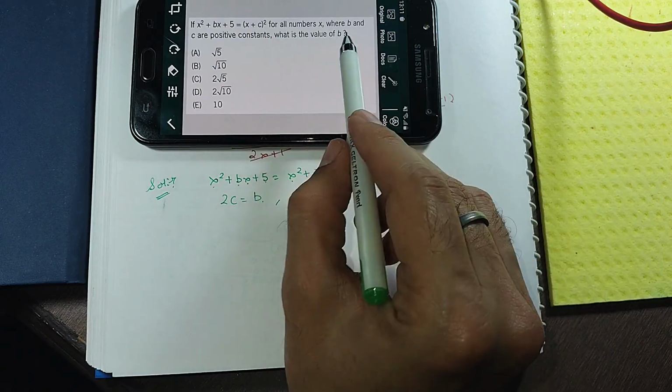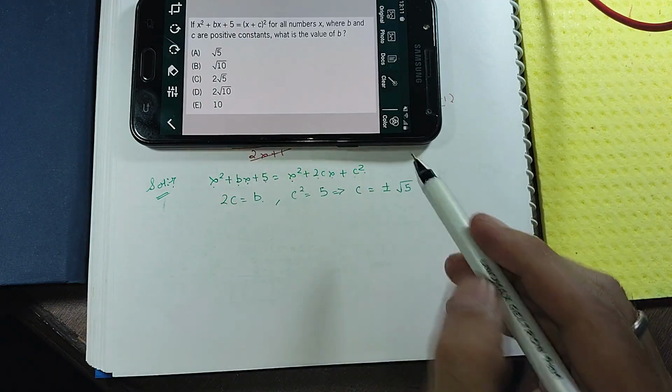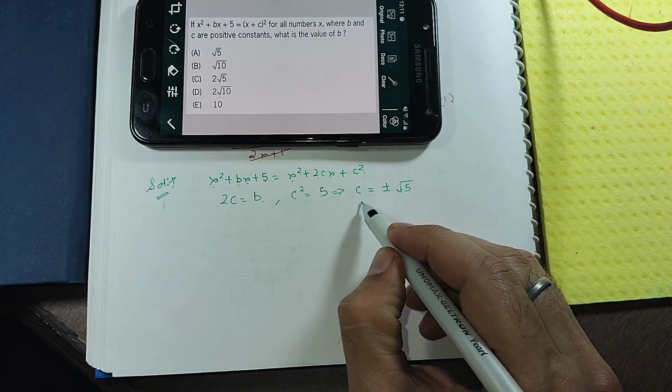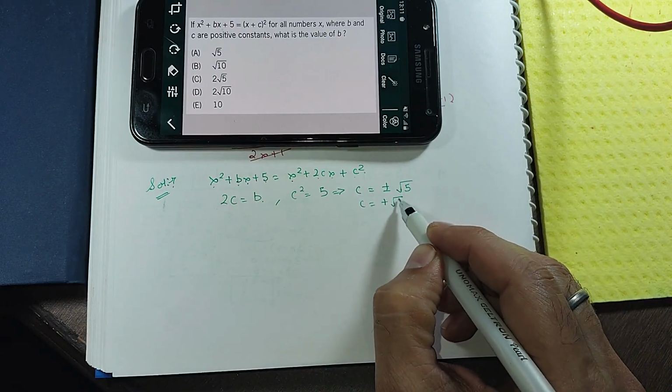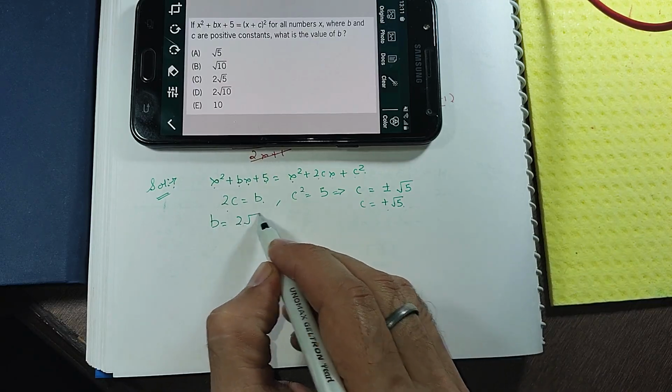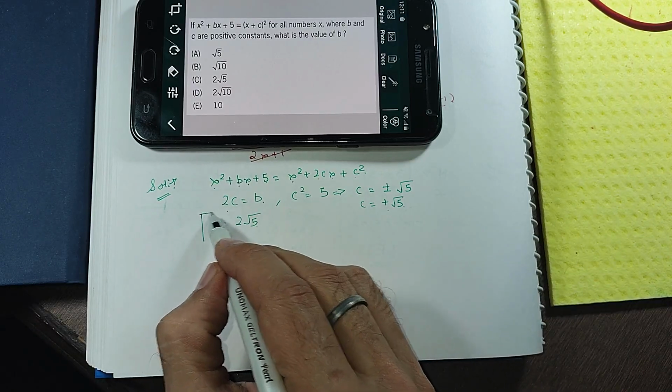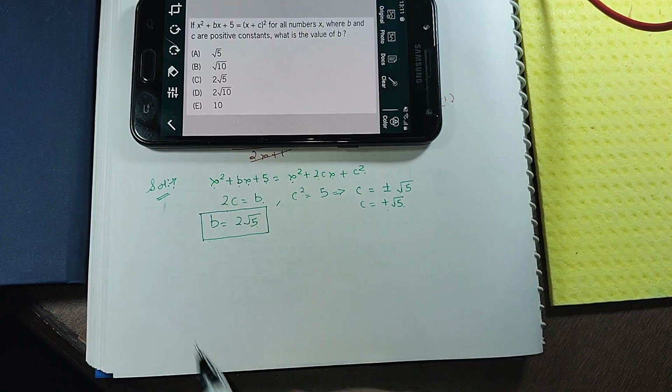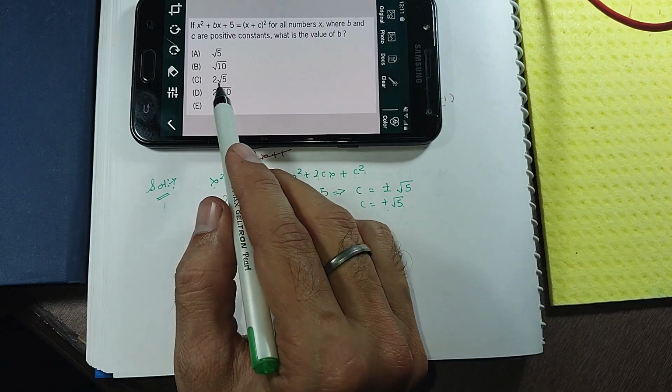Now we have been given that b and c are positive constants, so the negative value will be discarded, and c will have the positive value root 5. Now putting this value in, we get the value of b as 2 root 5. We were asked the value of b, so the value of b is 2 root 5. So the right option is option C.